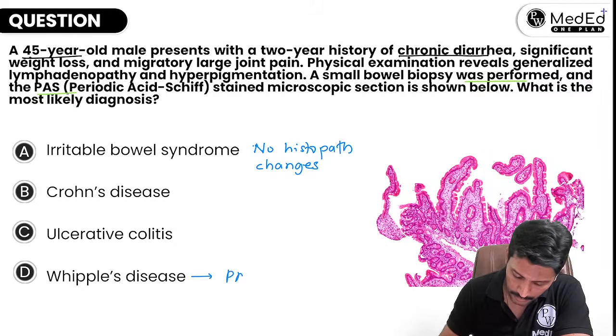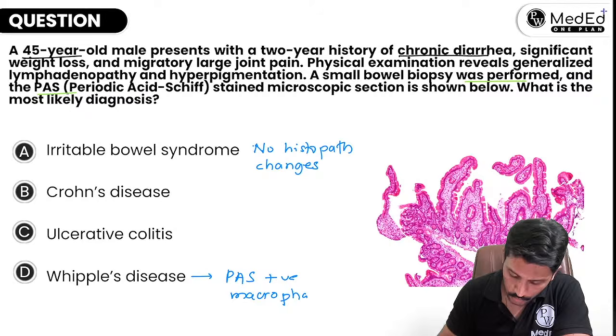Whipple disease is where you get PAS positive macrophages. So that's why that becomes our diagnosis. Can anybody tell me now how are we going to treat these patients?